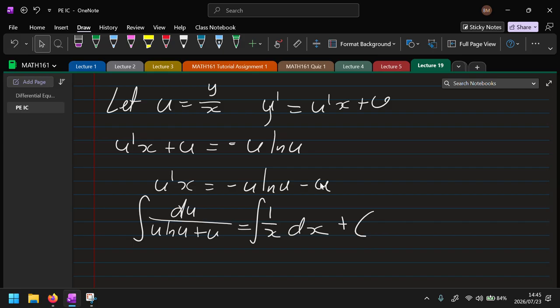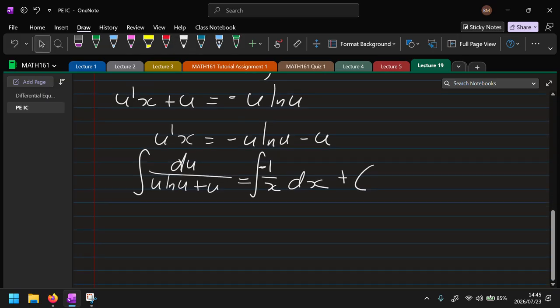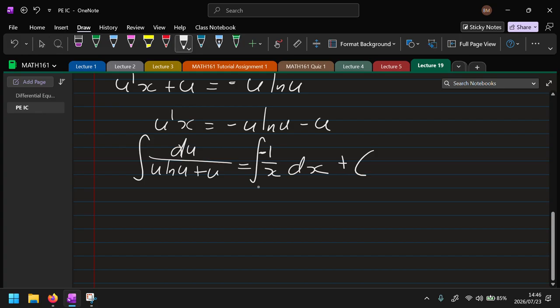Right. Any questions so far? Good. Okay, and then the minus, sorry, there. That right-hand side is pretty easy to do. It's just going to be minus natural log of x. Easy enough. Left-hand side, a little bit more difficult. What can we do?